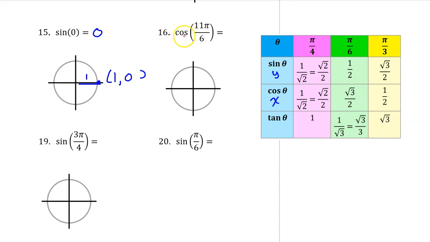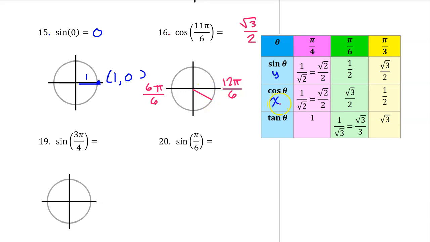Number 16. The cosine of 11 pi over 6 will be the same as the cosine of pi over 6, which is radical 3 over 2. Except it might be negative depending on the quadrant. Pi is right here. Because of the denominator of 6, let's think of it as 6 pi over 6. We can think of 2 pi as 12 pi over 6. 11 pi over 6 is one multiple before 12 pi over 6. That puts 11 pi over 6 right here in the fourth quadrant.